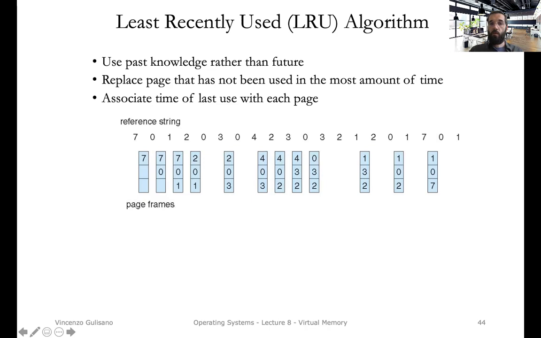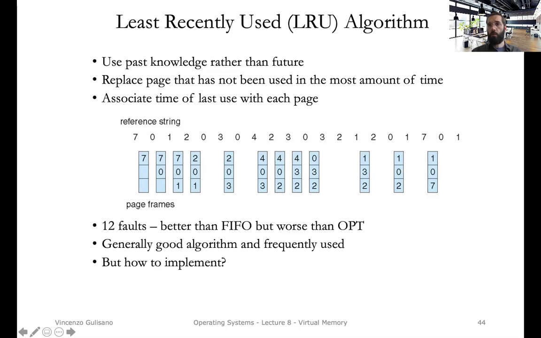So which one do you pick here? Well, the one that has not been used, sorry, in the longest amount of time. In this case, it would be 7. So you pick 7. Please try all these examples by yourself and check that your numbers match with these ones. And here you can see that you end up with 12 faults at the end of the day, which means in this case it's performing better than the first in, first out algorithm.